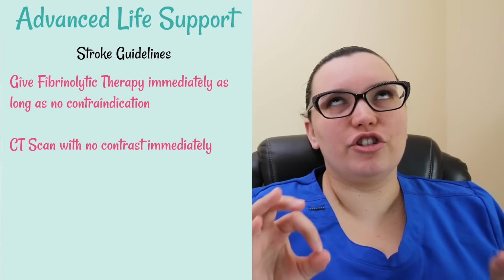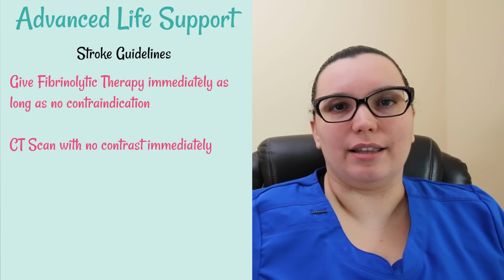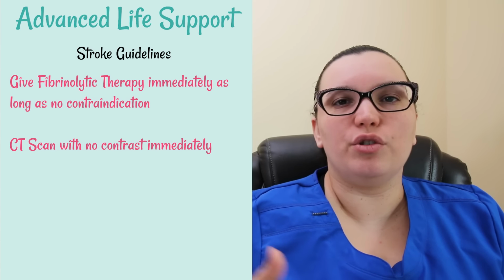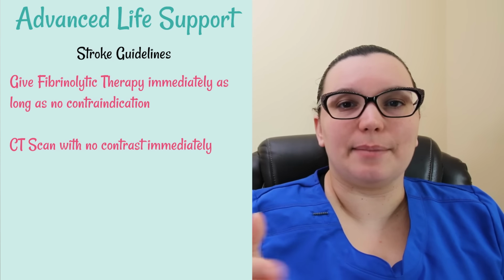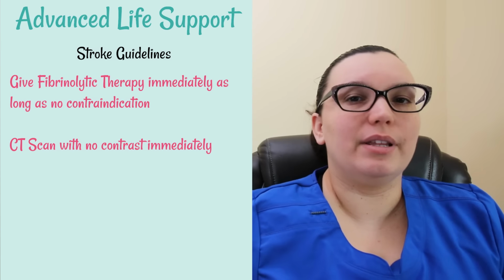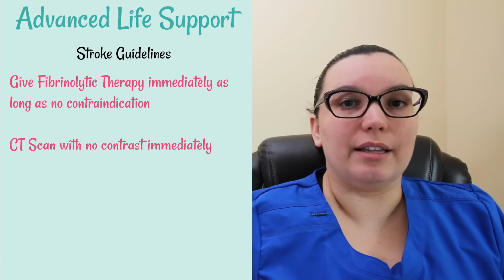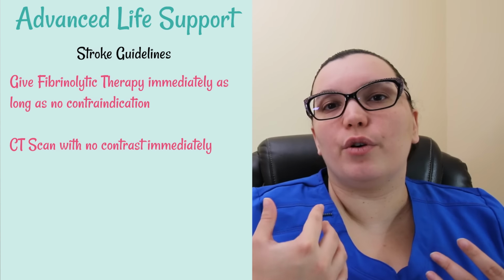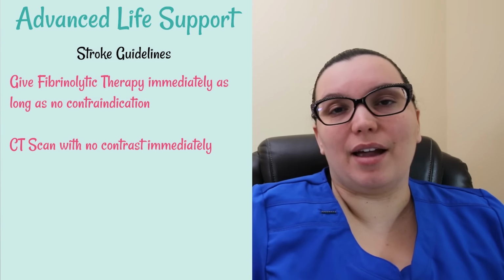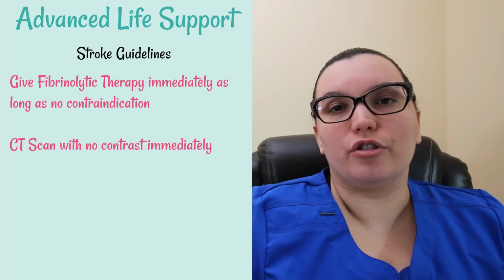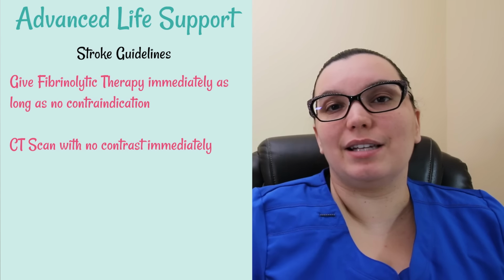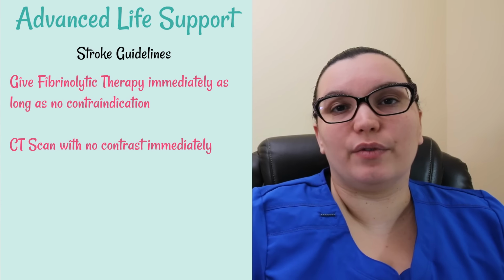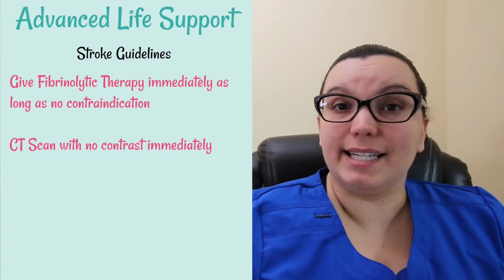And lastly, we're going to just touch a little bit on stroke guidelines. Your book has a very good outline in regards to what you need to know and what steps you need to follow. Things that are really big in regards to stroke guidelines is giving fibrinolytic therapy immediately as long as there are no contraindications. Every facility is different in regards to the contraindications. I know that there's also a time period in which you can give those medications. They're all different. Just make sure that you follow facility guidelines.